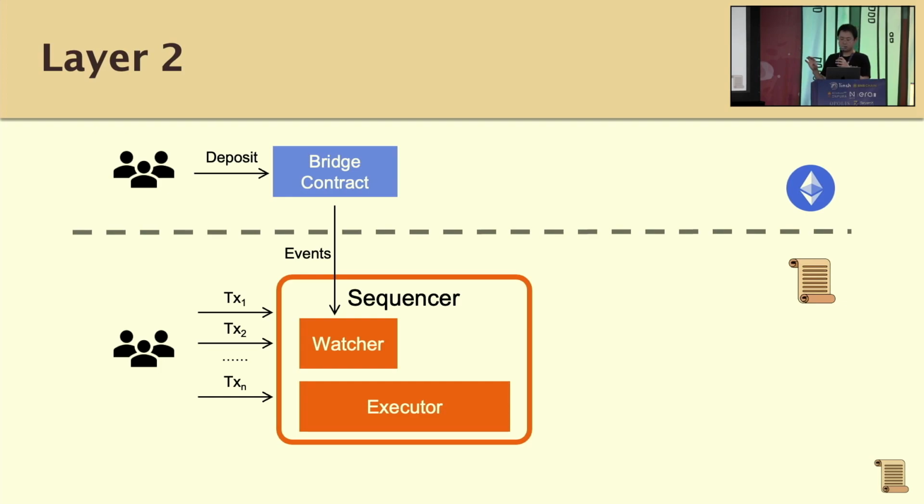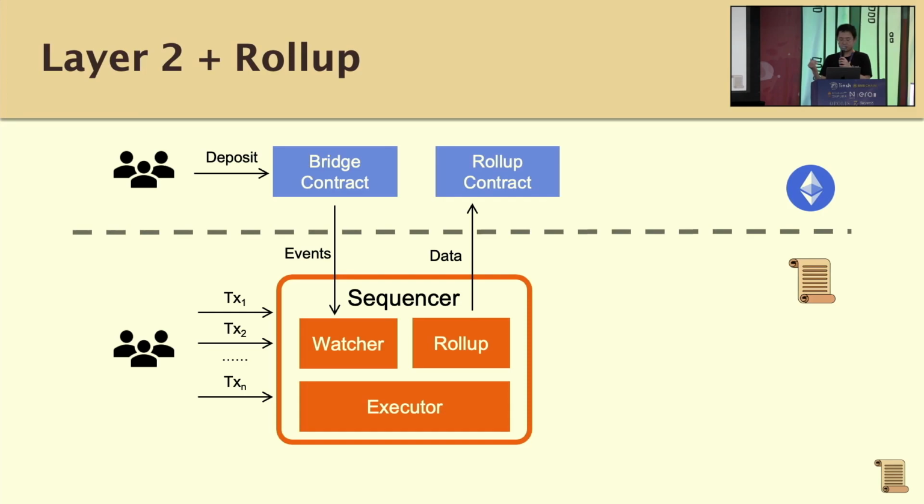And then, in the layer 2 sequencer, you need to build a watcher to watch any deposit events from your layer 1 bridge contract. Then, if you want to build a rollup, that means for a rollup, you need to send all of the layer 2 data to be available on layer 1, so anyone else can recover the layer 2 state by just reading the data from layer 1. That means inside the sequencer, you need to have a rollup agent sending the data in batches to the rollup contract that's located in layer 1.